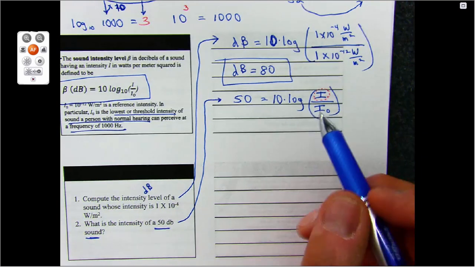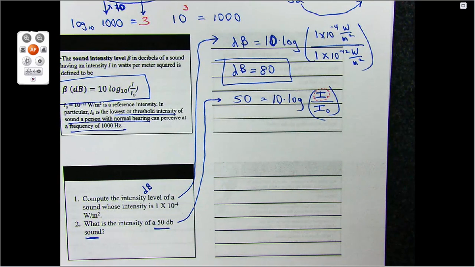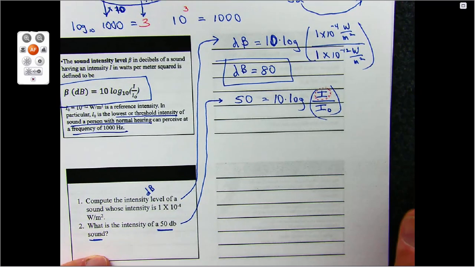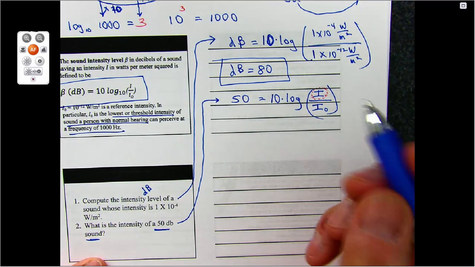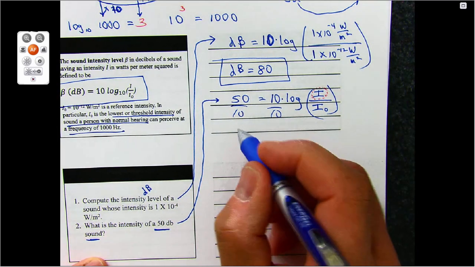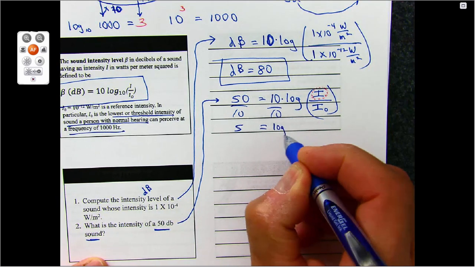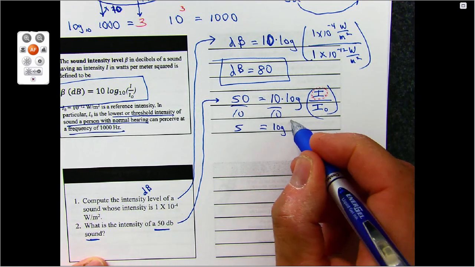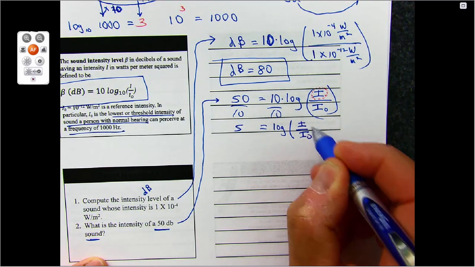In these logs you actually could subtract logarithms. Remember all that fun stuff? Most people hate logs, right? I'm going to divide by 10 first. Let's divide by 10. So if I divide by 10, I'm going to end up with 5 is equal to log of I over I sub O.